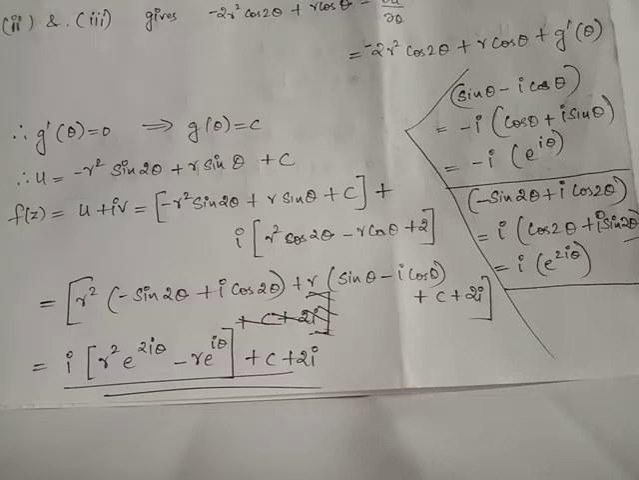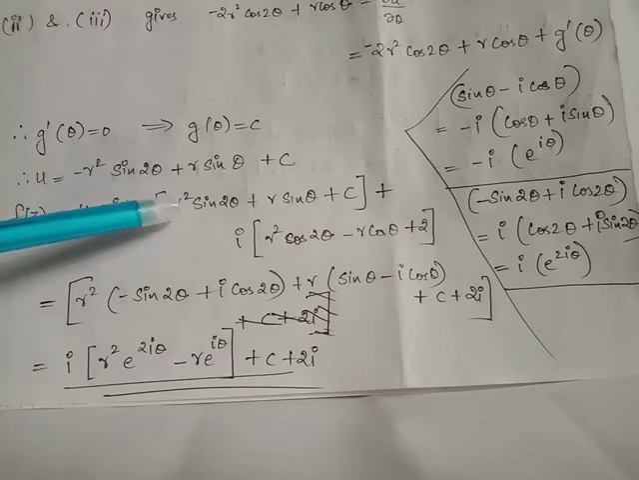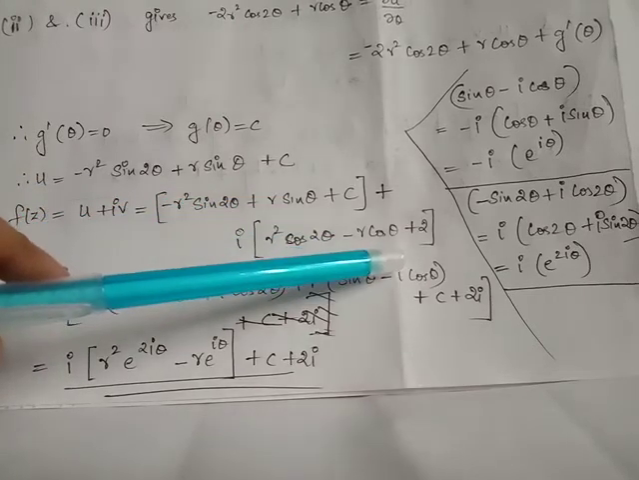Having found g of theta equals c, we can now write the well-defined form of u. U equals minus r square sin 2 theta plus r sin theta plus c. We were only having confusion about the format of the constant of integration, g of theta, and now we have confirmed that it does not involve any terms of theta, it is just a constant c. Since we have u and v, we can now frame f of z equals u plus iv. We write the expression of u and v.